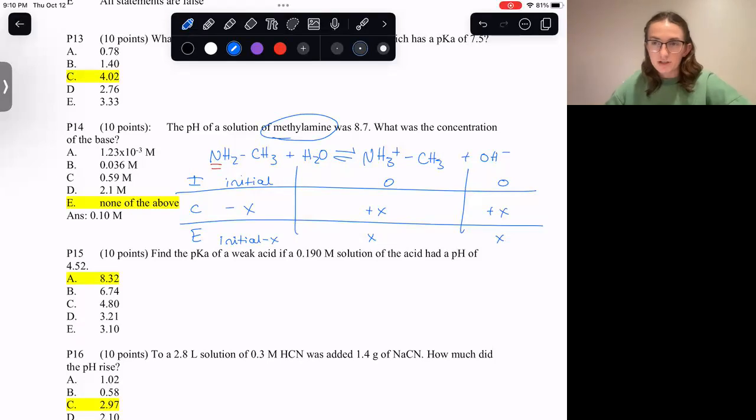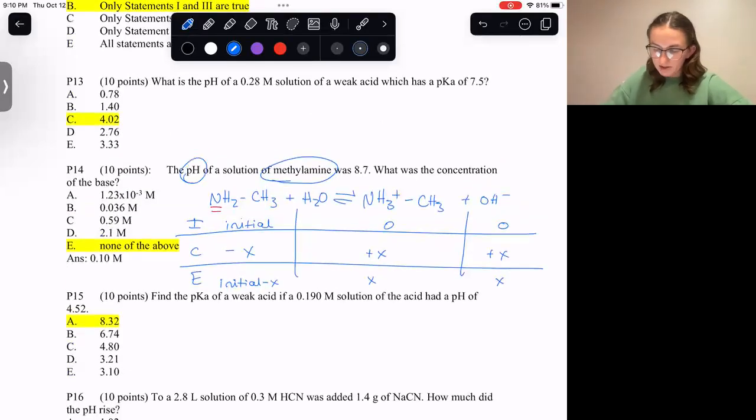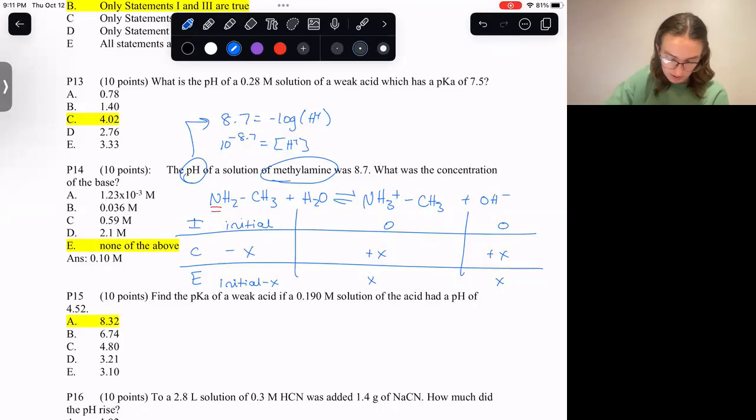Based off of the information given in this question, we know that the pH of the solution is 8.7. We know pH is equal to the negative log of H plus. So to find the H plus ion concentration, we would say that 8.7 is equal to the negative log of H plus. To get rid of this, we have to divide by negative 1 and then take the base 10. So this becomes 10 to the negative 8.7 is equal to H plus. And I don't remember what that is, but I'll do it real quick.